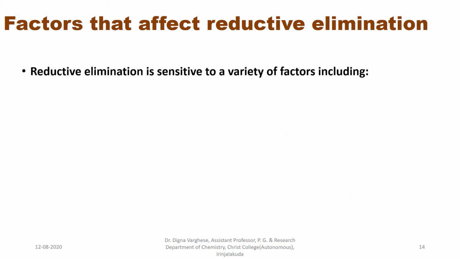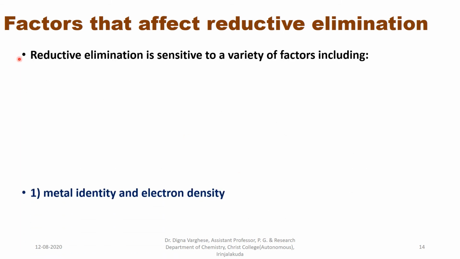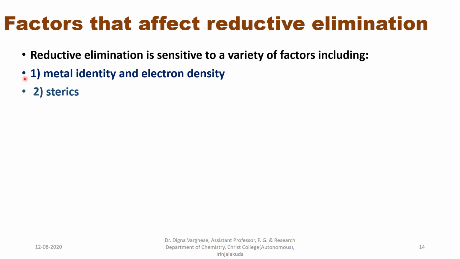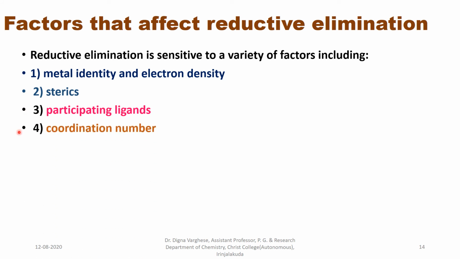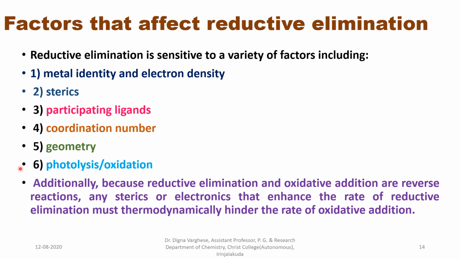Factors that affect reductive elimination: reductive elimination is very sensitive to a variety of factors, including metal identity and electron density, steric factors, participating ligands, coordination number of the metal, geometry of the complex, and photolysis or oxidation. Additionally, because reductive elimination and oxidative addition are reverse reactions, any steric or electronic effect that enhances the rate of reductive elimination must thermodynamically hinder the rate of oxidative addition reactions. We know these are reverse reactions, but only one is favored at a particular time. That is, one must be thermodynamically hindered. If reductive elimination happens, oxidative addition is thermodynamically hindered, or vice versa.